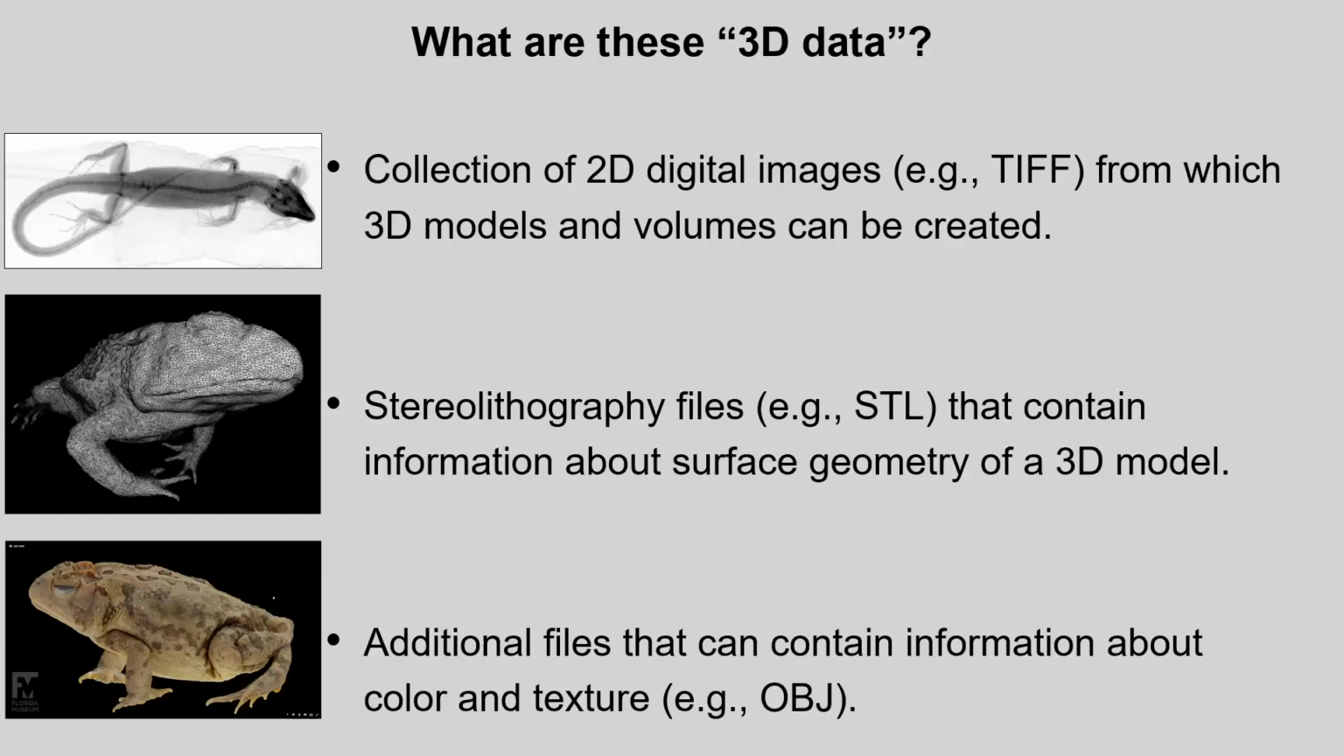So to give you just a quick sort of overview, when I say 3D data, we actually mean three different types of things. We mean these sets of two-dimensional X-rays that look just like this, right? These are just 2D X-rays. From those, we can actually create 3D models. The 2D X-rays are interesting and useful.